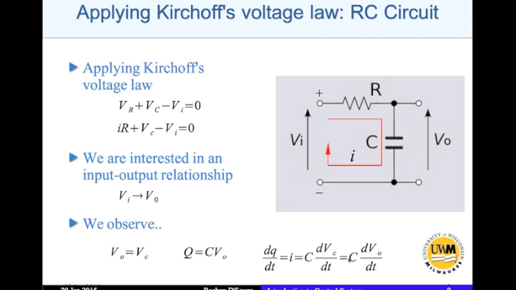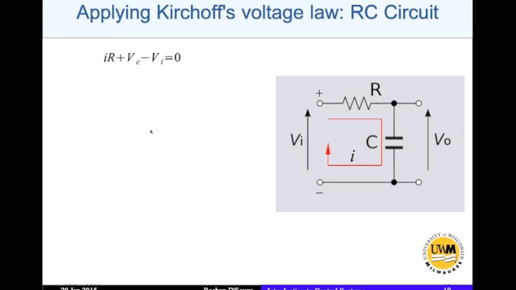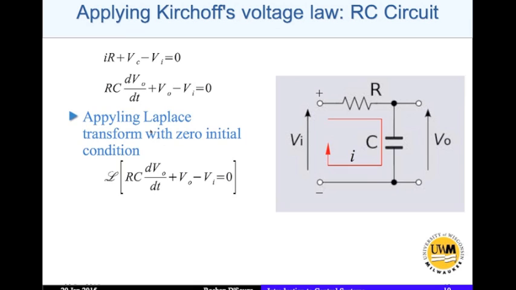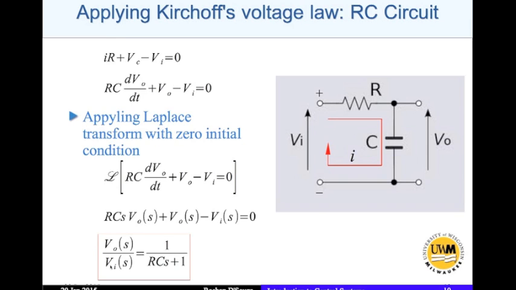Now we can substitute for I as this term, and Vo is nothing but Vc. You put everything together like so, and I get my differential equation. Now if I want to find the transfer function going from Vi to Vo, I apply the Laplace transform with zero initial conditions. The Laplace transform of dVo by dt is s times Vo of s, and the others follow, and I can get an input-output relationship in the Laplace domain. This is the transfer function of this circuit.